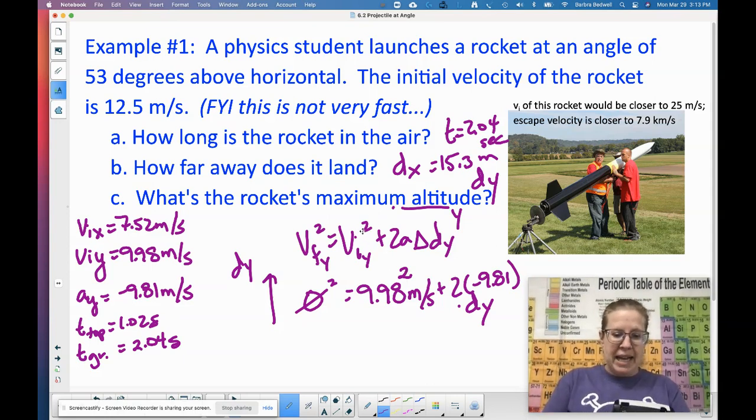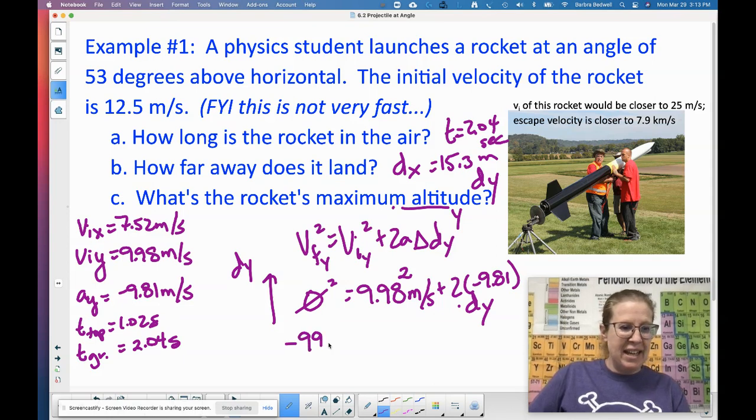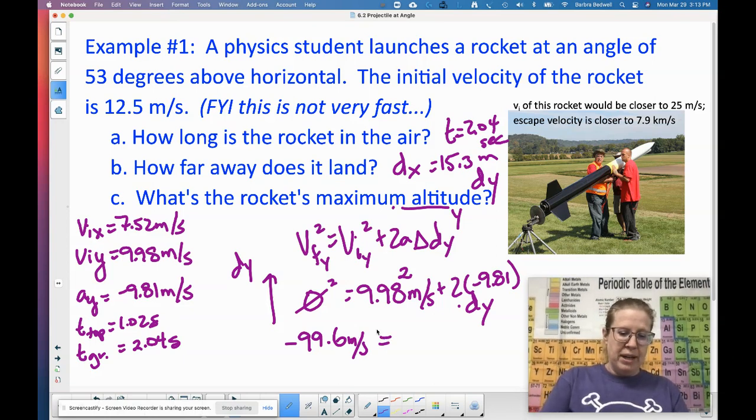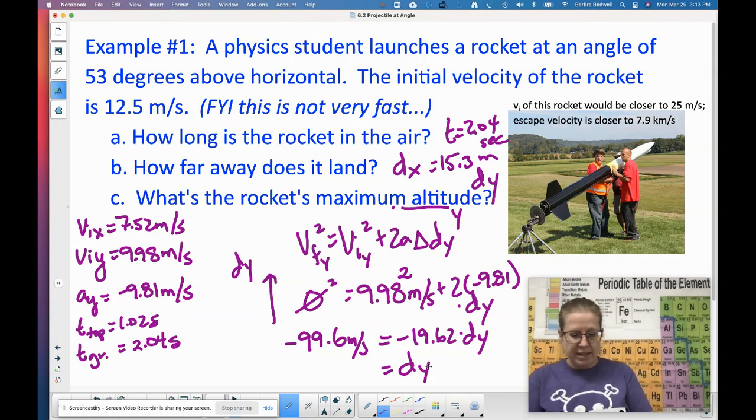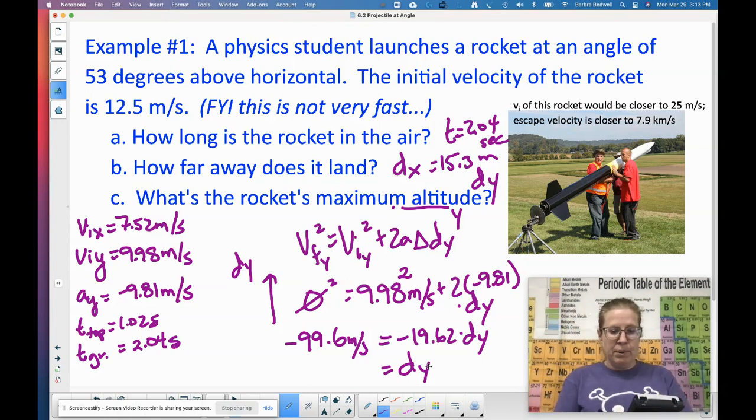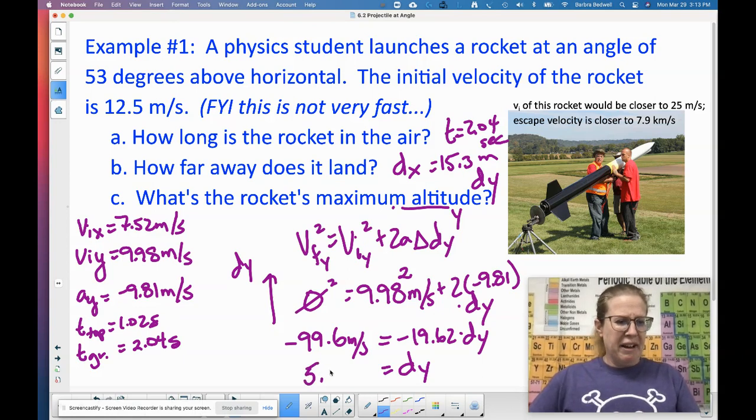So 9.98 squared equals 99.6 meters per second, this is squared and everything else, equals 9.81 times 2, I'm doing the algebra on here, negative 19.62 times dy. And then dy I can divide. 99.6 divided by 19.62 gives us a dy of 5.08.